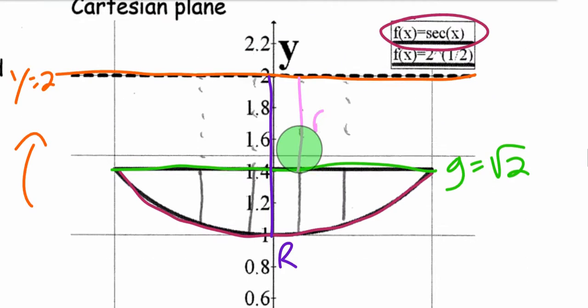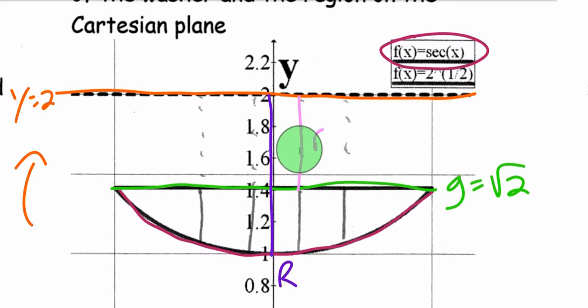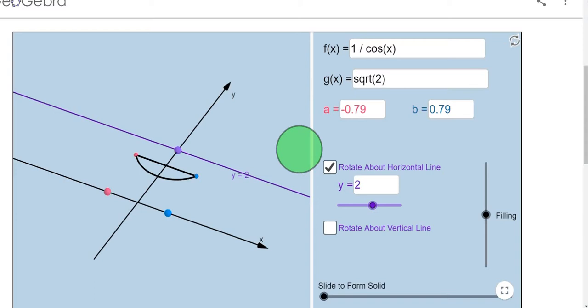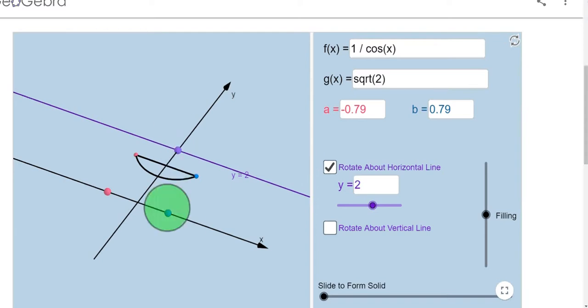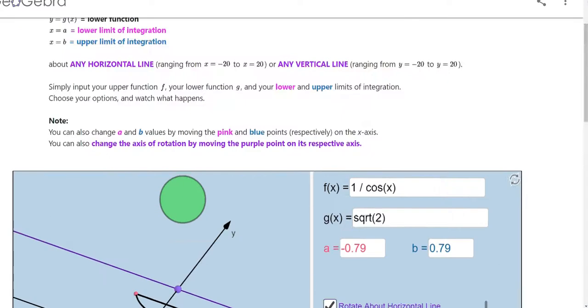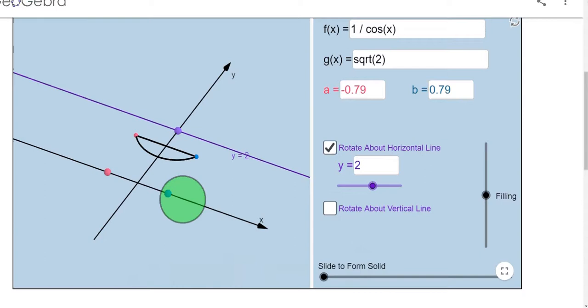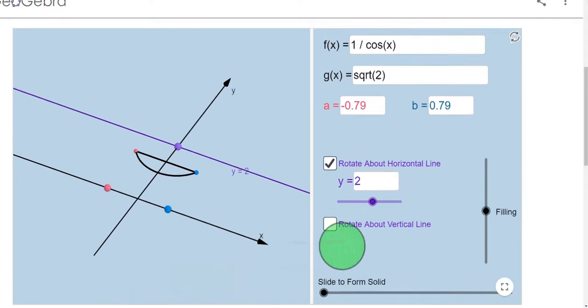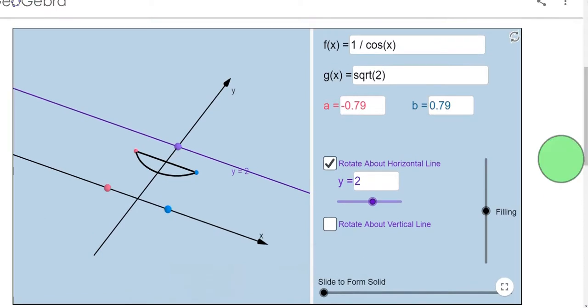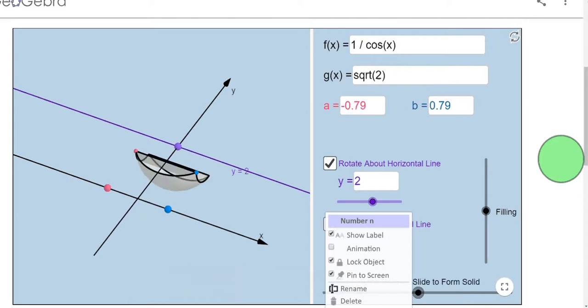Now, without further ado, let's take a look and see what that solid is going to look like. Again, we are using this app developed by Tom Brzezinski with GeoGebra. So again, thank you for making this free for everyone to use. I'm going to rotate our region about y equals 2 so we can see what it looks like.